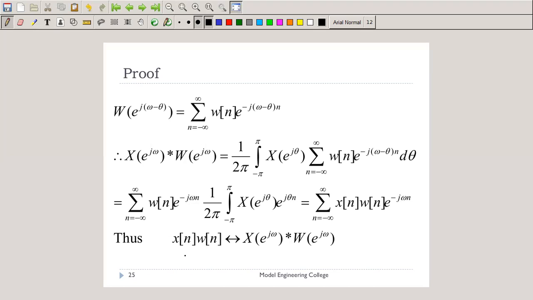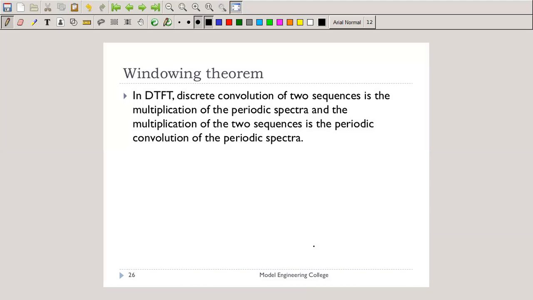So we can state that the Fourier transform of this product x(n) w(n) is equal to X(e^{jω}) convolved with W(e^{jω}). So multiplication in the time domain transforms to convolution in the frequency domain. So in the DTFT, the discrete convolution of two sequences is the multiplication of the two periodic spectra, and the multiplication of the two sequences is the periodic convolution of the periodic spectra. So convolution in one domain transforms to multiplication in the other domain.